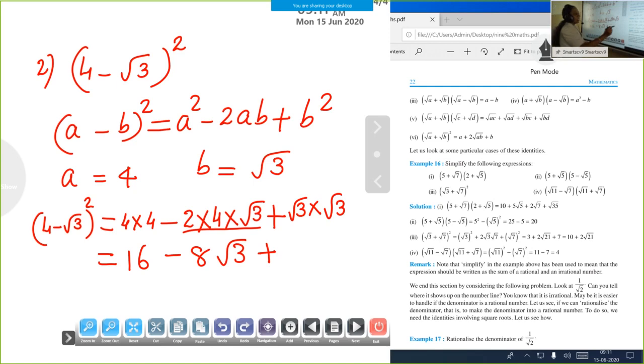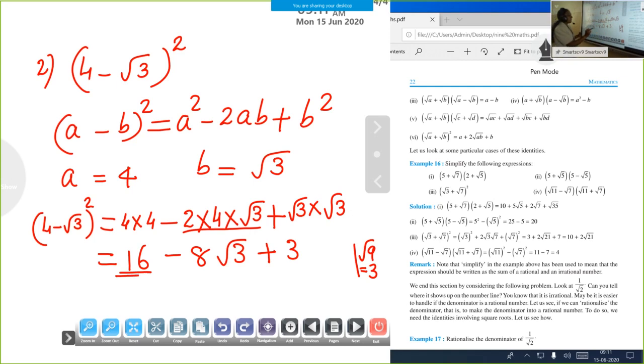We know that the value of root 3 into root 3 is root 9. But that root 9 has value 3. So you write over here 3. 4 into 4, 16 minus 8 root 3 plus root 3 into root 3 is 3.